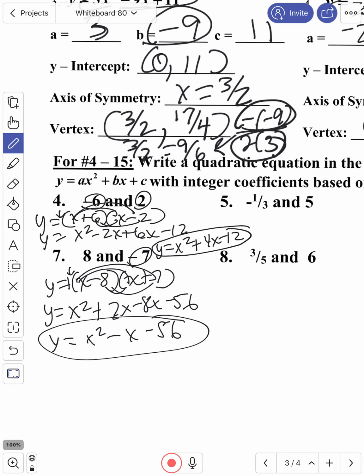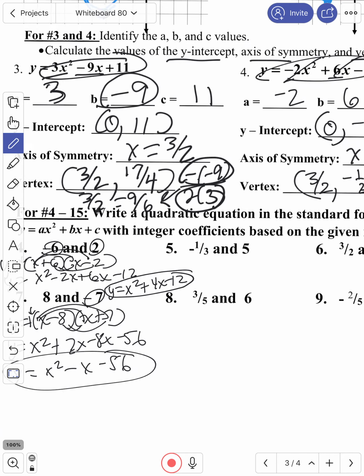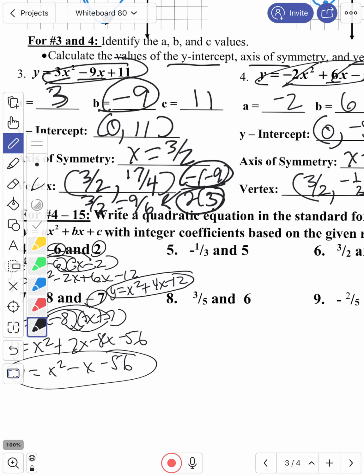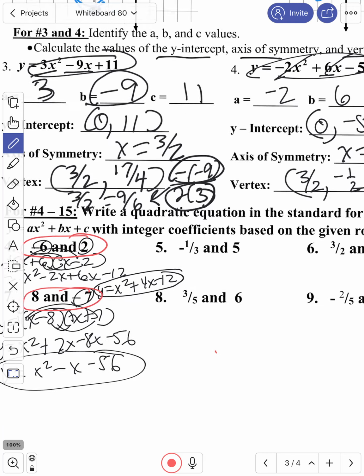All right, and they didn't ask me to find the vertex, but had they asked me to find the vertex of this, I would average my two roots. I would average negative 6 and 2, or 8 and negative 7 to find the vertex.